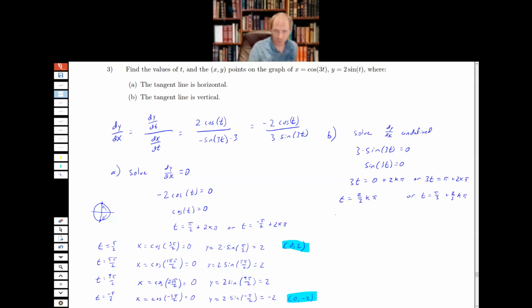Okay, so again, I'm going to make a little chart here where I try some t values and I see what points we output. Okay, so when k is 0, I'll just get t is 0. Okay, so x is going to be cosine of 0, which is 1. Y is going to be 2 times the sine of 0. Sine of 0 is 0. So I get the point 1, 0.